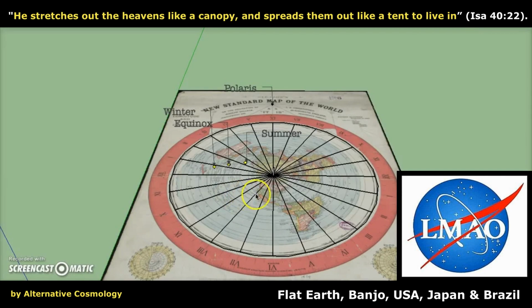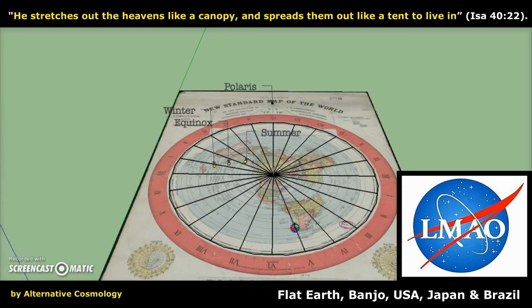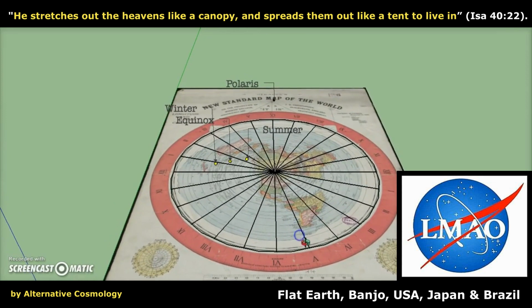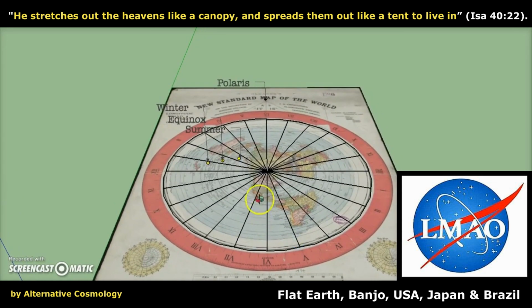Hey, what's up guys? Alex here again with another 3D model using Google SketchUp. And today I'm going to be talking about the sun's movement during the seasons. And so I've made this nice little 3D model using Gleason's 1892 New Standard Map of the World.